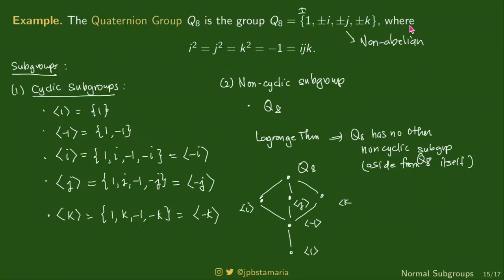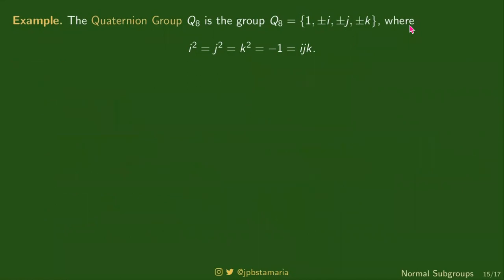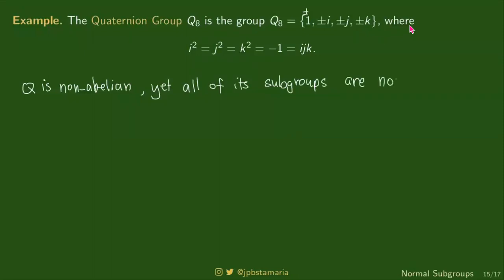Naintindihan niyo? Okay. Now, what's nice about this example? Let me use another slide. Okay, what's nice about this example is that Q8 is non-abelian, yet all of its subgroups are normal.